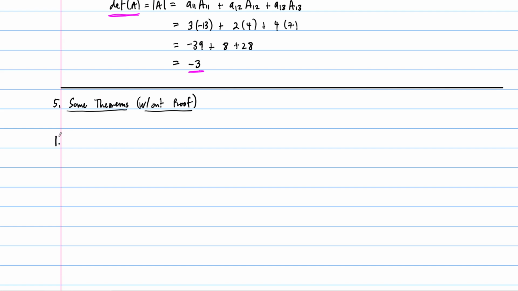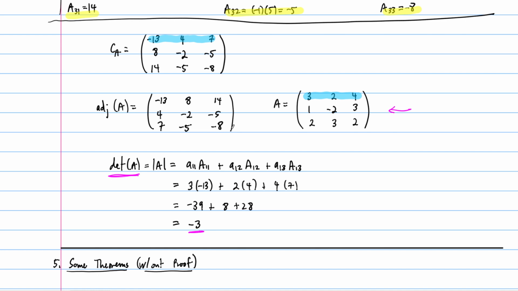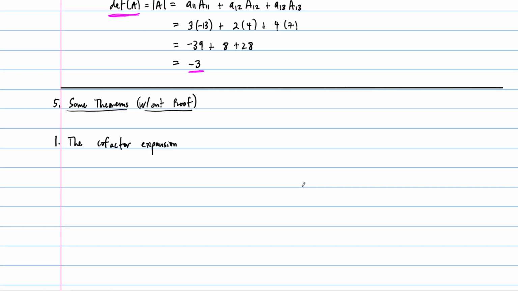I'll number them out. Number 1. I've already said this a couple times, but the cofactor expansion can be done on any row or column. The cofactor expansion, that's the definition that we used, and we just did right here. Multiply the elements by their cofactors and then add them all up. That's called the cofactor expansion. So the cofactor expansion can be done on any row or column.